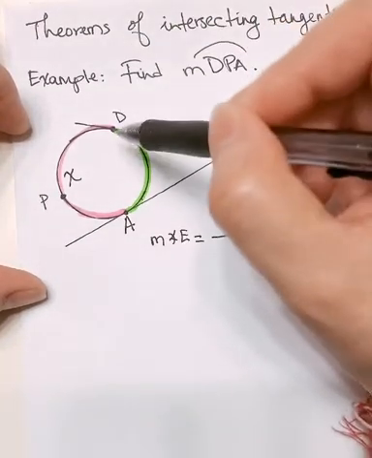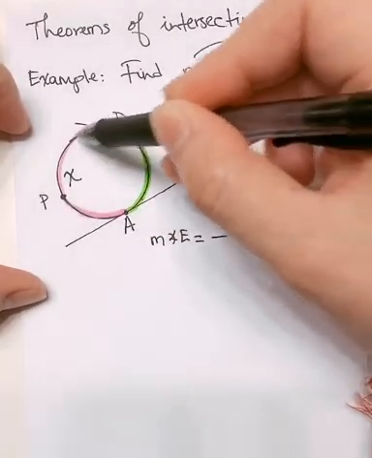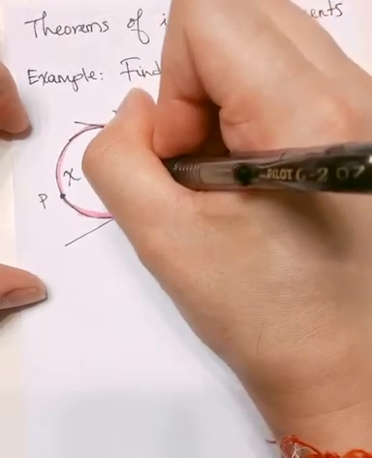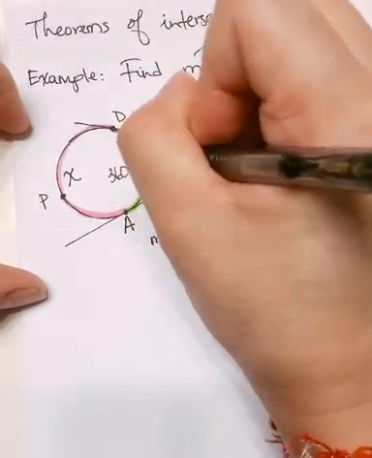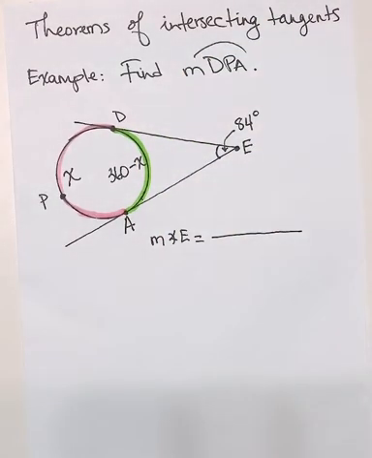Well, we know the whole thing is 360. And if the major arc is x, then the minor arc must be what's left over from 360. So it's 360 minus x would be my minor arc, right? So these are the things that you actually have to come up with yourself, that way you can solve the equation.